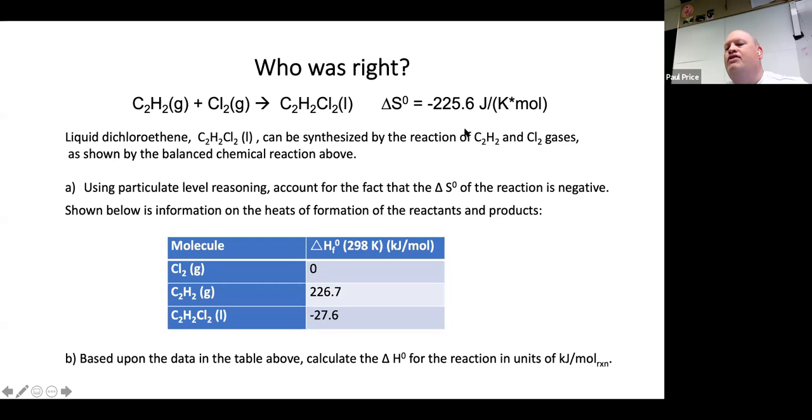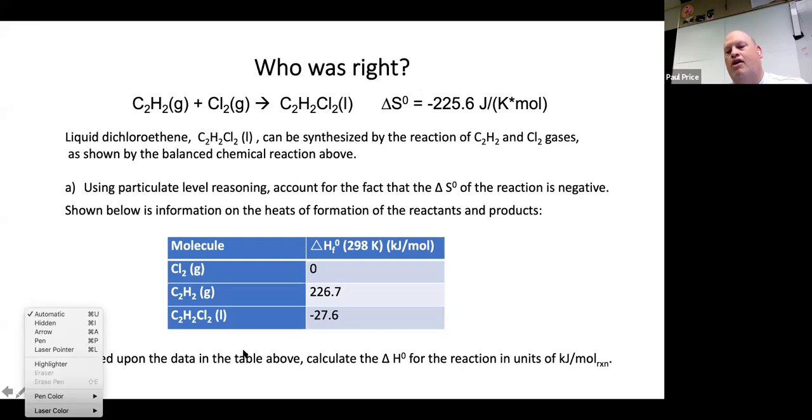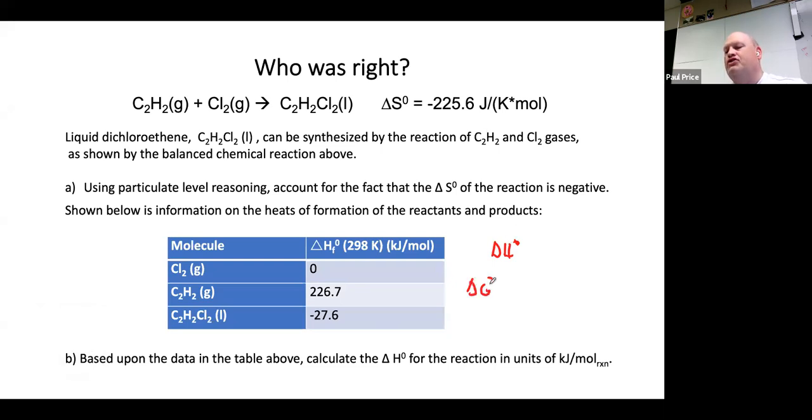Even though the entropy is negative here, when you do the mathematics, you're going to find that delta H naught is also negative. I'll let you calculate. If delta H naught is negative, look at the equation for delta G. Since delta G naught is delta H naught minus T delta S naught, we have a scenario where there are four things we can look at.